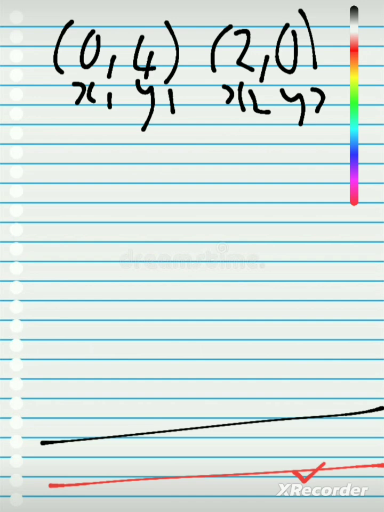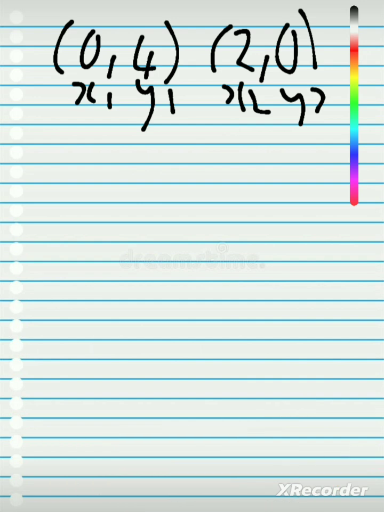So for us to find the equation of this, we need the gradient. We can get it from the first line, since we haven't been given 2 points on which the parallel line passes. For you to find gradient, you need 2 points. This line they have given us 2 points, but the parallel line they haven't. So we're going to use the 2 points of this one to find the gradient. Once we have it, since it's the same gradient, we're going to use it to find the equation of the straight line.